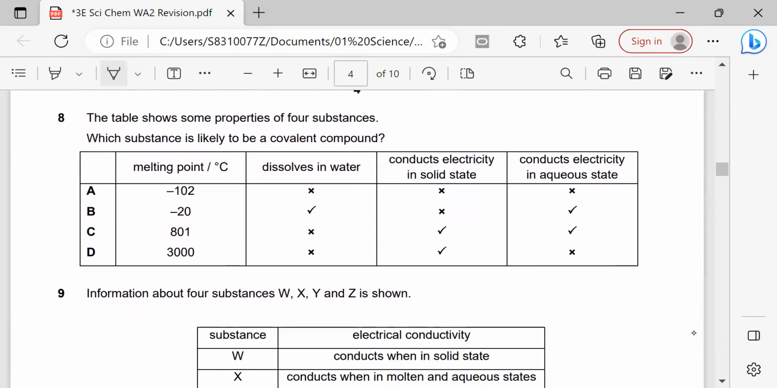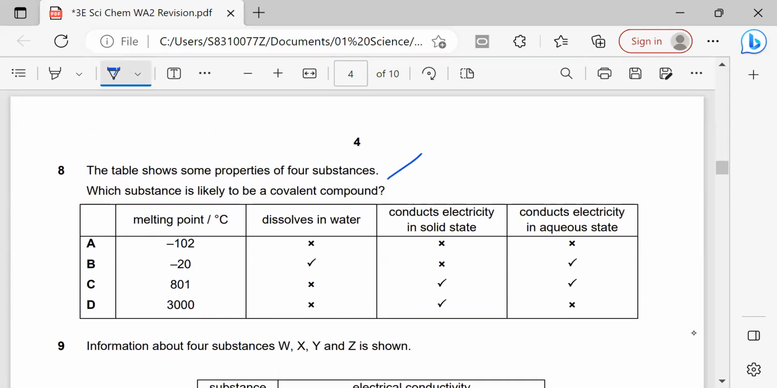Now, number 8 is a question whereby the properties of 4 substances are shown. So what would be a covalent compound? So let's recap the properties of covalent compounds. Number 1, they have low melting point and boiling point. Number 2, they are insoluble in water but soluble in organic solvents. And number 3, they do not conduct electricity in any state.